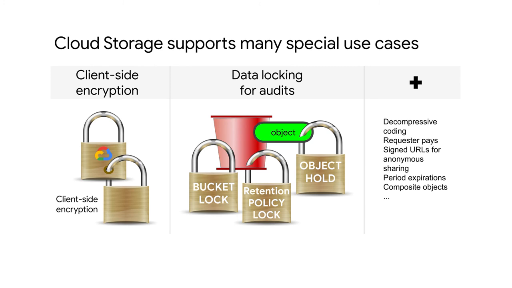There are a whole host of special use cases supported by cloud storage. For example, decompressive transcoding. By default, the data you upload is the same data that you get back from cloud storage. This includes gzip archives, which are usually returned as gzip archives. However, if you tag an object properly in the metadata, you can cause cloud storage to decompress the file as it's being served. Benefits of the smaller compressed file are faster upload and lower storage costs compared with uncompressed files.